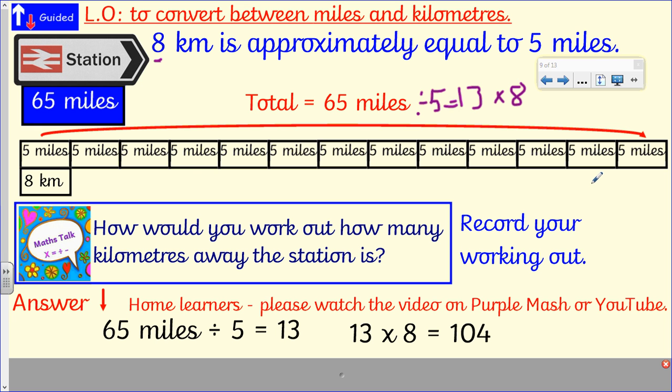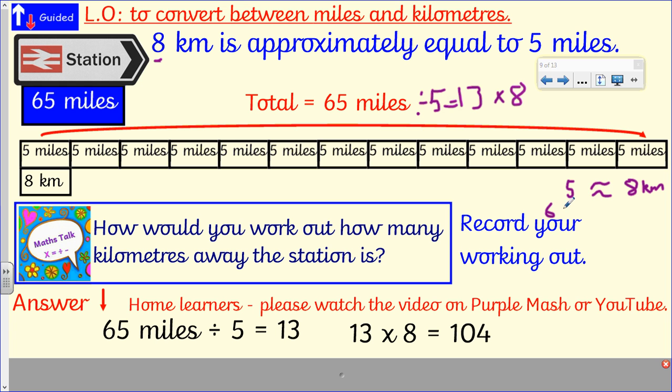I'll just show you it another way. So we had 5 miles. It's approximately equal, sorry, I just can't do that, to 8. So 5 miles, 8 kilometers. Can't squeeze miles in there, sorry.